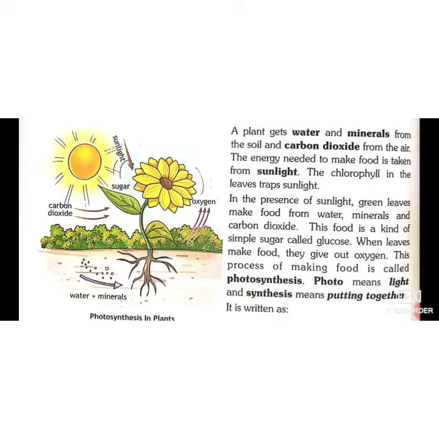A plant gets water and minerals from the soil. Carbon dioxide is present in the air. The energy needed to make food is taken from sunlight. So these are the ingredients which plants use to make the food: carbon dioxide, water, minerals, chlorophyll and sunlight.